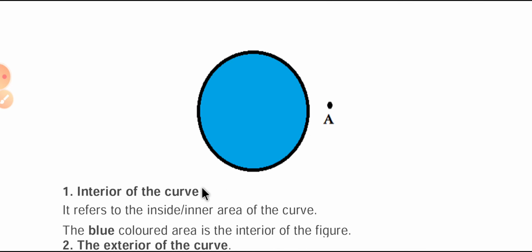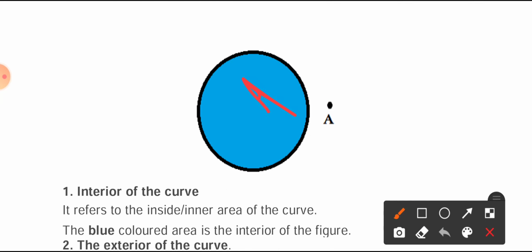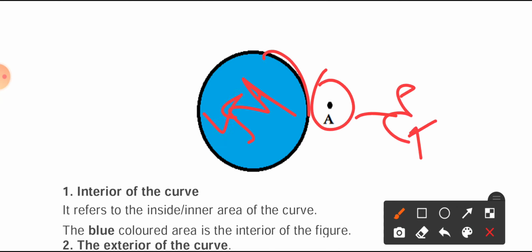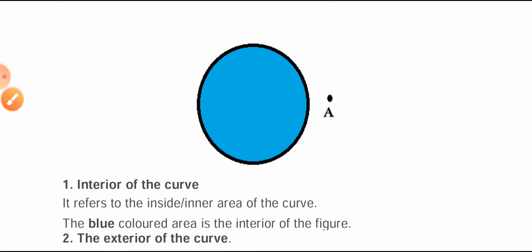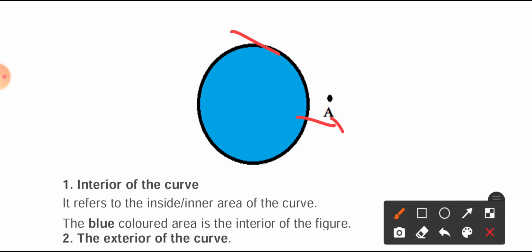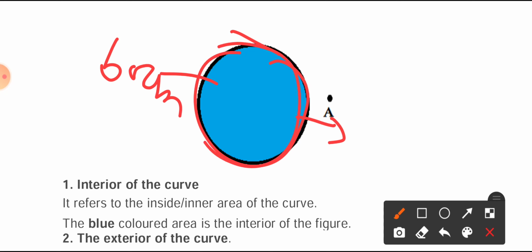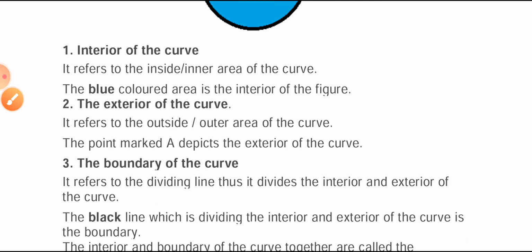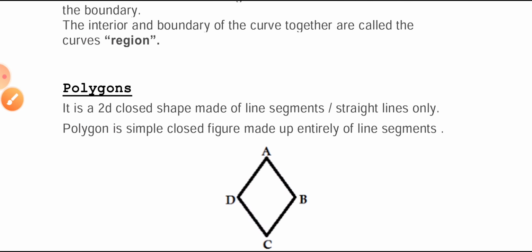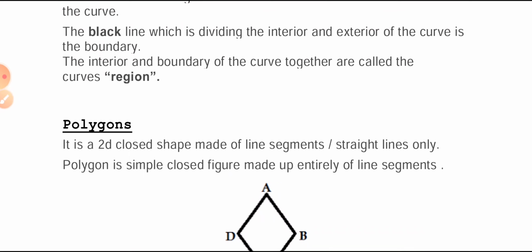You can see what are the different parts. This blue part is interior, A part this is exterior, and this black line which is dividing both interior and exterior part is known as boundary. And this complete interior with its boundary is known as its region here. So what do you mean by curve? Curve means which is not a straight line.